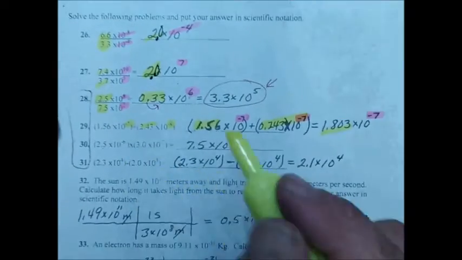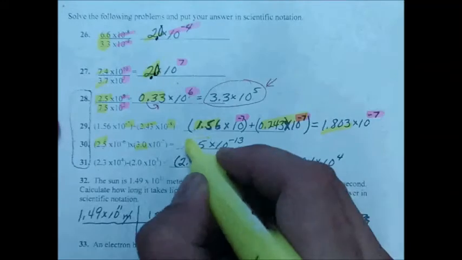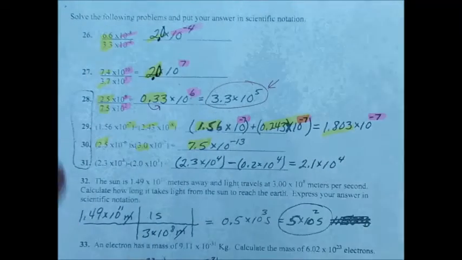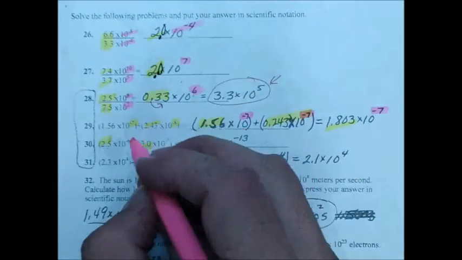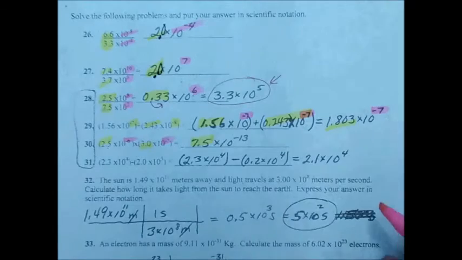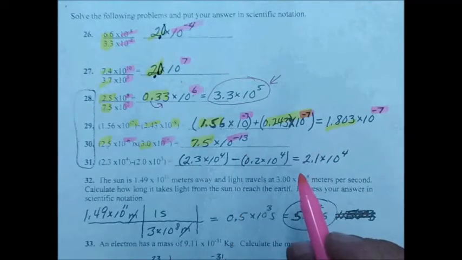Here, 2.5 times 3 is 7.5. And if we look at the exponent, negative 8 plus a negative 7 is a negative 13. So 7.5 times 10 to the negative 13.